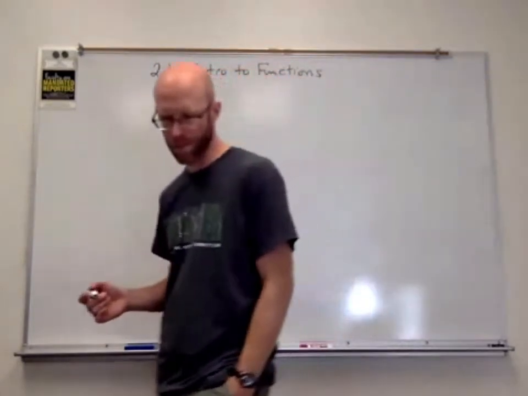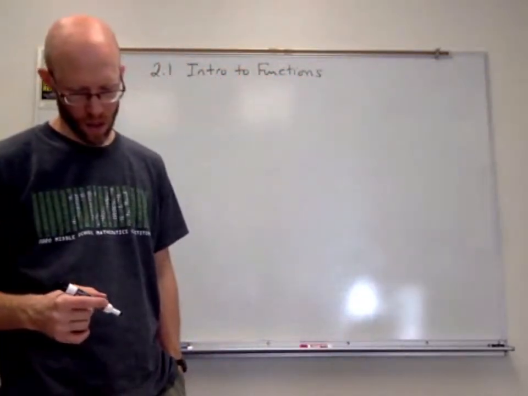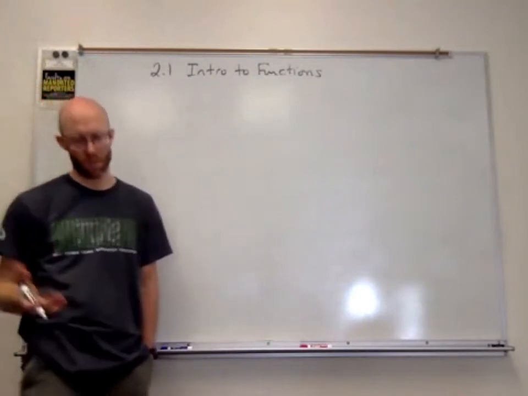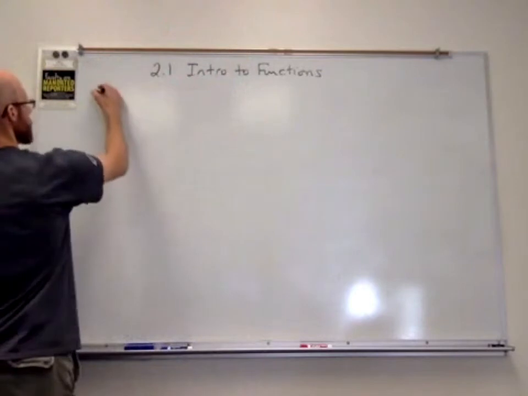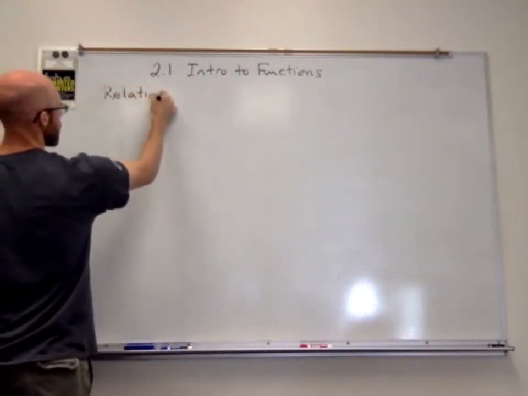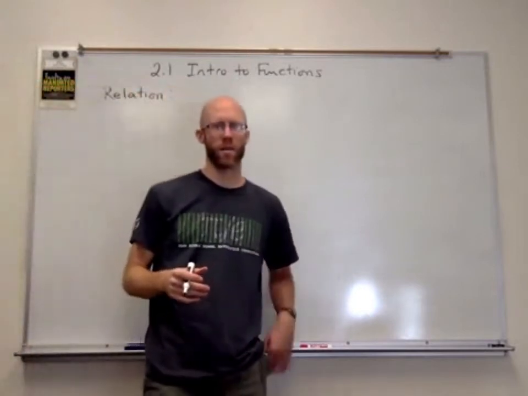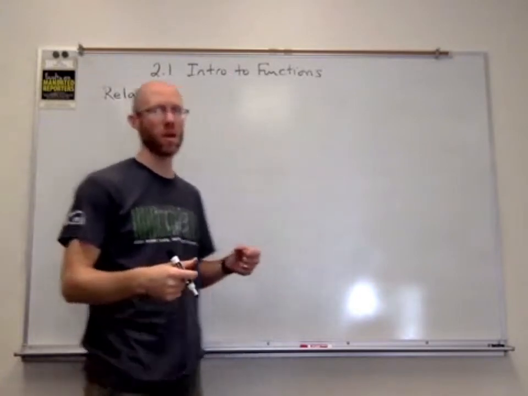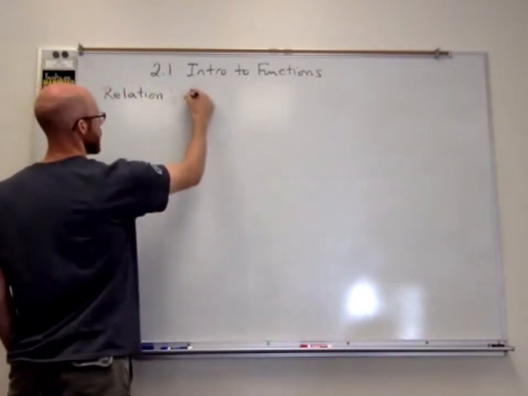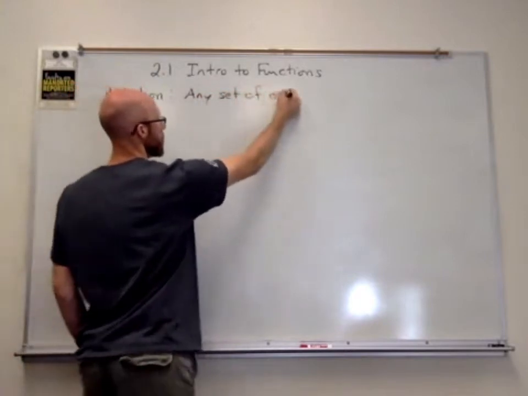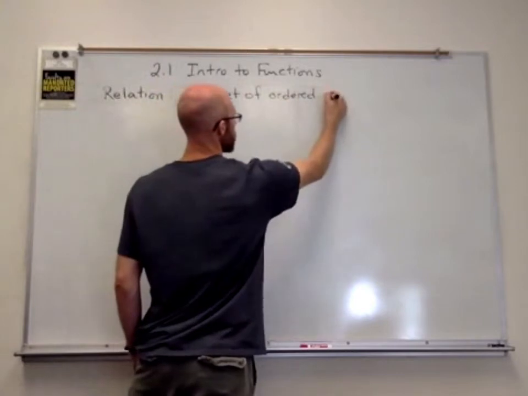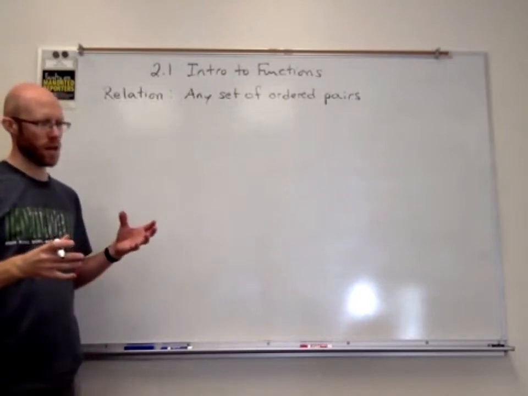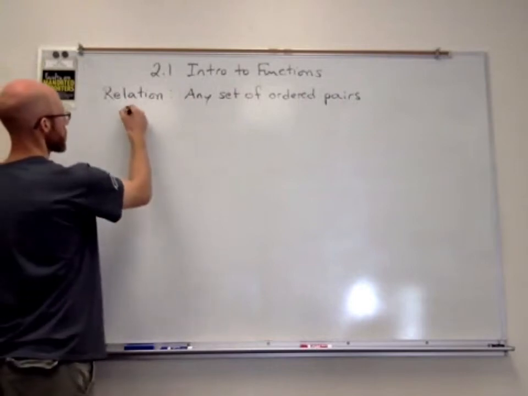So the first thing, I want to do. Okay, just a relation. So we'll start off with, this section has a lot of definitions in it, so that's kind of where I'm starting. The first thing is called a relation. A relation is any relationship between two numbers or two sets of numbers or two variables. Okay, so what we generally do is we call that any set of ordered pairs. Okay, a relation is any set of ordered pairs. Essentially, it's a relationship between two variables.